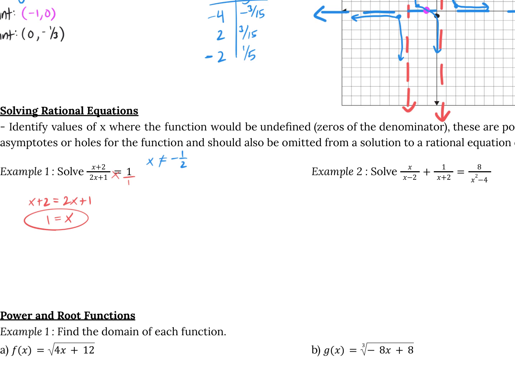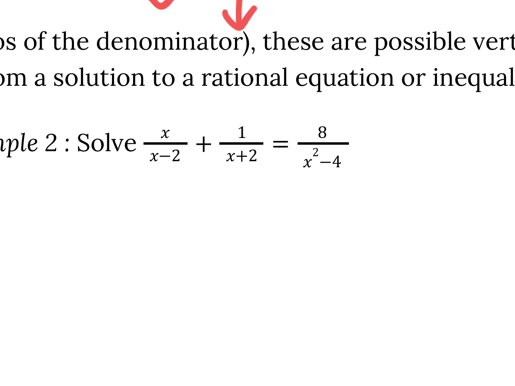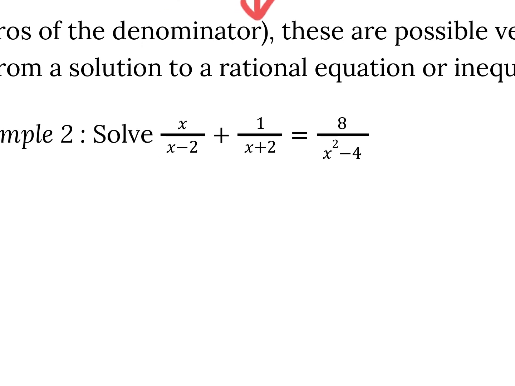Okay, number 2, I've got 3 fractions. So anytime you have a bunch of fractions, we want to get rid of the fractions by multiplying by what we call the least common denominator, okay? So if I look at x squared minus 4, I can think about factoring that as x plus 2 and x minus 2. So if I multiply this entire function by x plus 2 and x minus 2, will that get rid of all of my fractions?